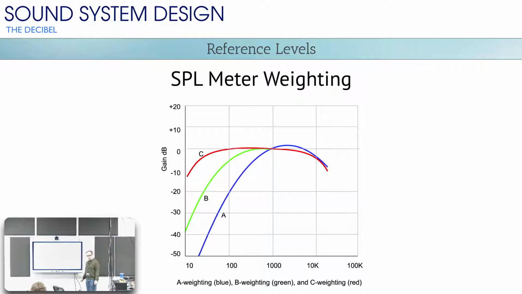And in order to really make those things work well, you have to consider this issue of sensitivity per frequency, because depending on the actual pressure level, the perceived loudness is going to change per frequency.